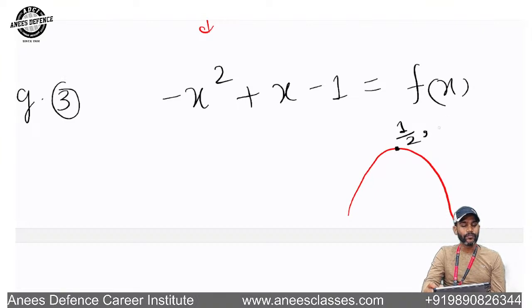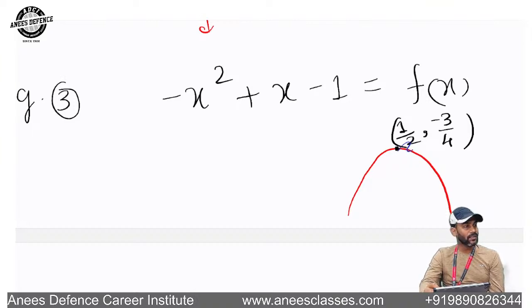And then the y coordinate is 4ac minus b square over 4a. So 4ac is 4, 4 minus 1 is 3, 3 divided by minus 4 is minus 3 by 4. So this is the coordinate we are getting. Again, it lies in the fourth quadrant.